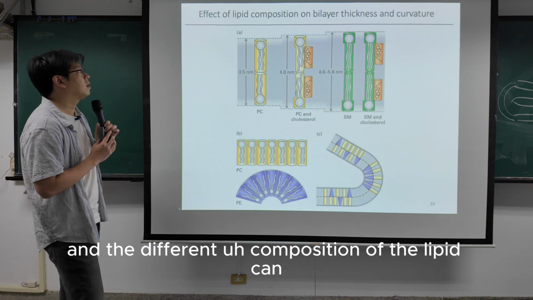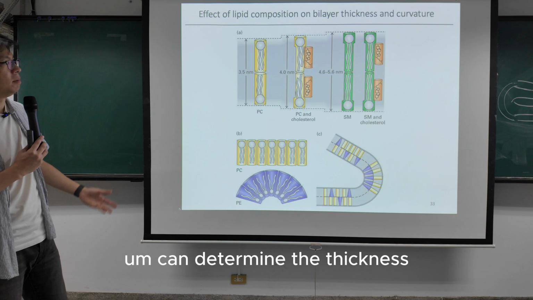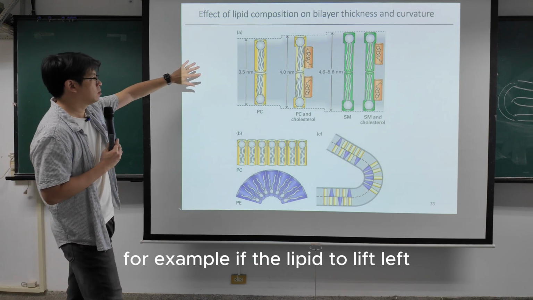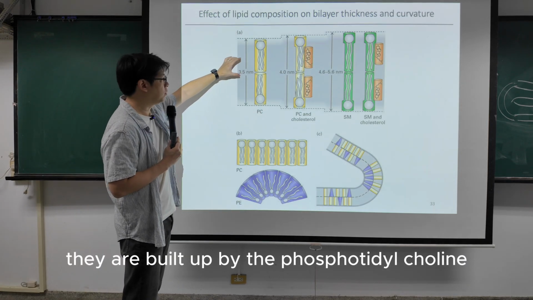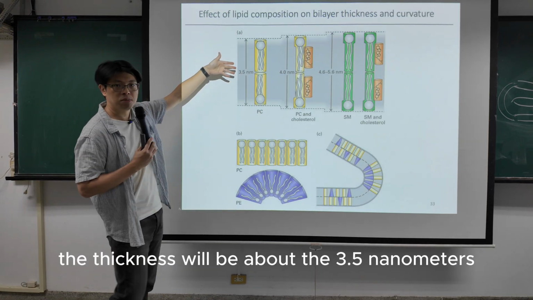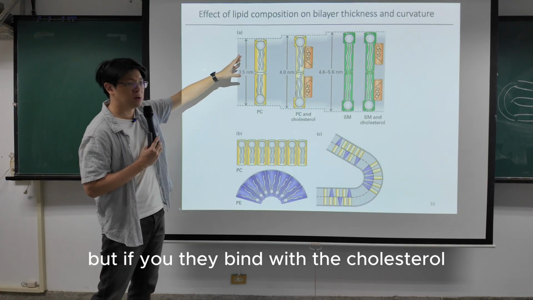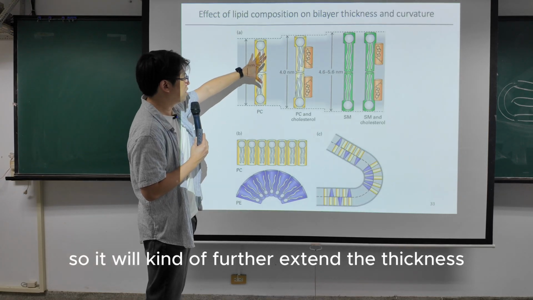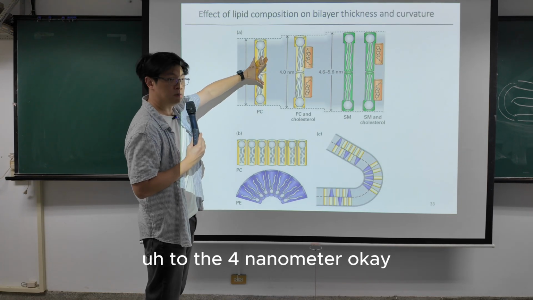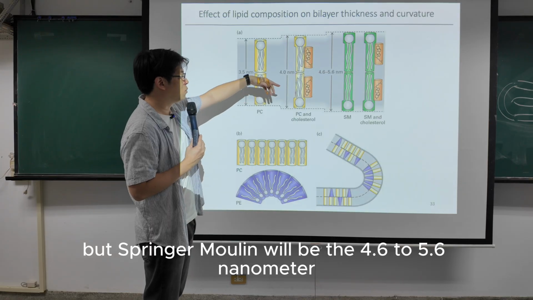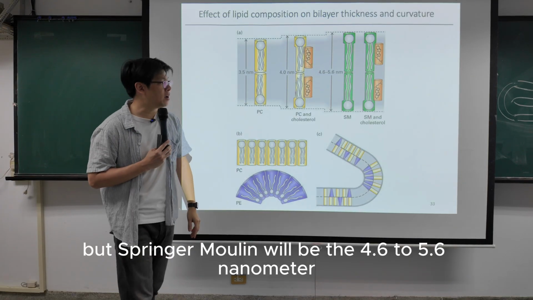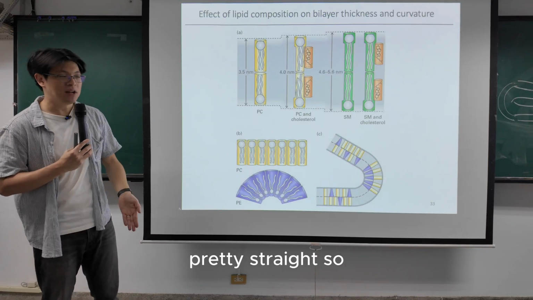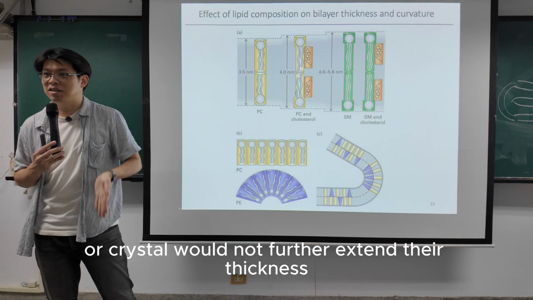The different composition of the lipid can determine the thickness and the curvature of the membranes. For example, if the lipid bilayer is built up by phosphatidylcholine, the thickness will be about 3.5 nanometers. But if they bind with cholesterol, it will further extend their fatty acid tail, so the thickness extends to 4 nanometers. But sphingomyelin will be 4.6 to 5.6 nanometers and it's already pretty straight, so binding cholesterol would not further extend its thickness.